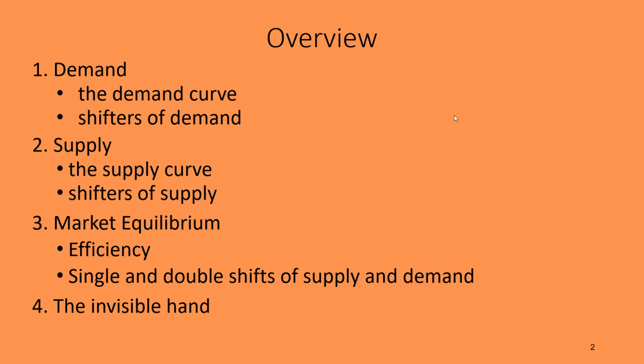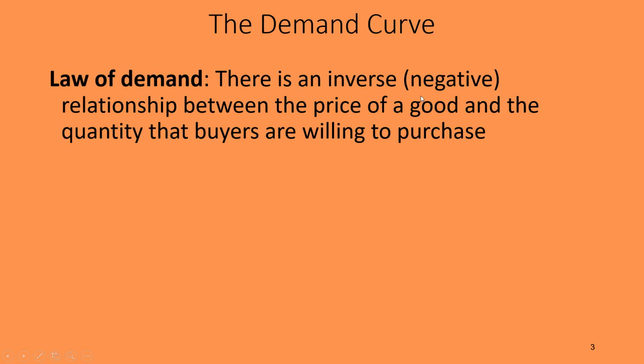We'll start out shifting one at a time, and then we will shift both supply and demand at the same time and talk about how to work through those kinds of problems. And then finally, we'll conclude the chapter by talking about the invisible hand principle, which is kind of an interesting philosophical concept that correlates to how markets work and reach this equilibrium. So that's the overview for this chapter. Without further ado, let's go ahead and get into it and talk about the demand curve.